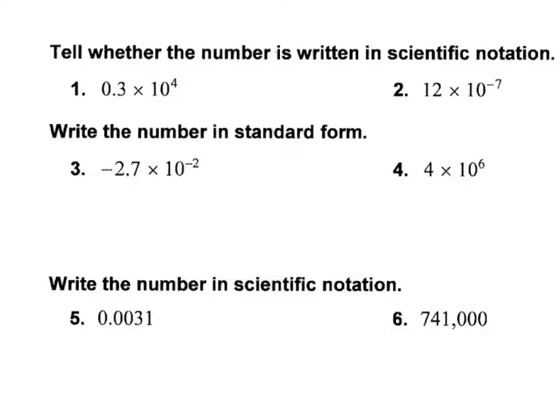This starts our next section on scientific notation. The first thing is to tell whether the number is written in scientific notation. I would identify the first part. One of the rules that we learned is that this first part has to be in between 1 and 10. Looking at it, 0.3 is less than 1, and so this is not in scientific notation. I'll write SN.